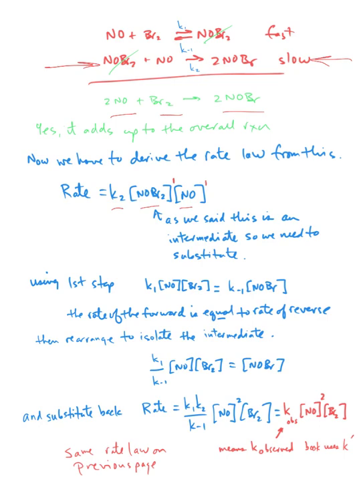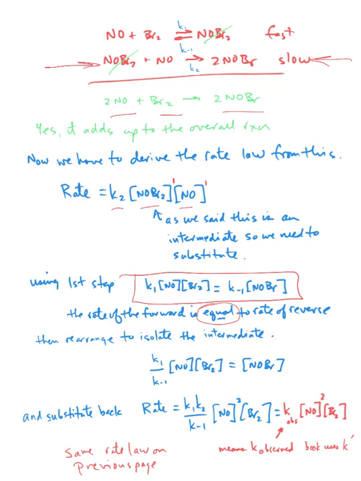This is where you use the first step, which is set up as an equilibrium. And notice what I did here. I wrote that the rate law for the forward reaction, k1[NO][Br2], is equal to the rate law for the reverse reaction, k minus 1 times [NOBr2]. The rate of the forward is equal to the rate of the reverse. That's what's equal in an equilibrium. It's not amounts of things, it's the rate.